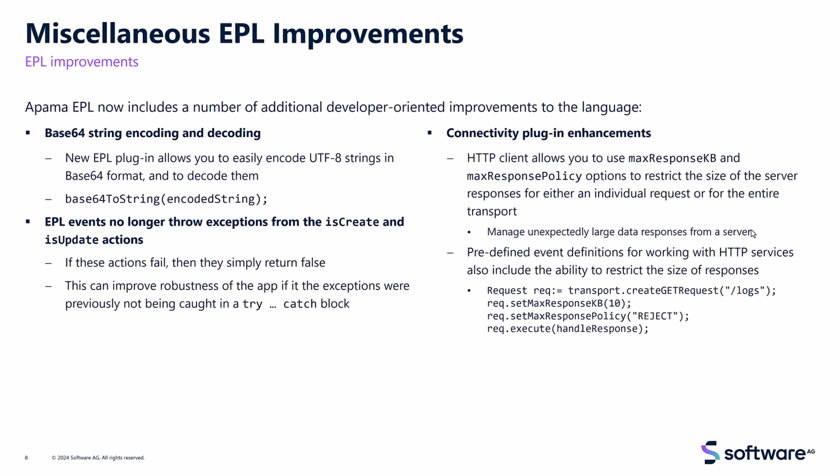And if you're using HTTP connectivity, then you can now use the max response options to restrict the size of the responses coming from the server. So you can manage really large responses from a server that you weren't expecting. There's a few ways you can use that, either by configuring the transport or within the predefined event definitions, which make working with HTTP a little bit easier from EPL.